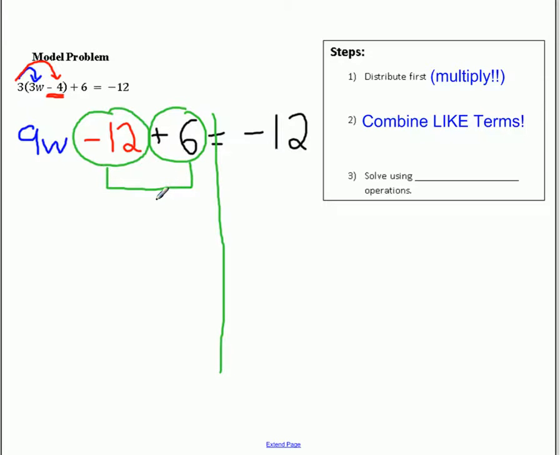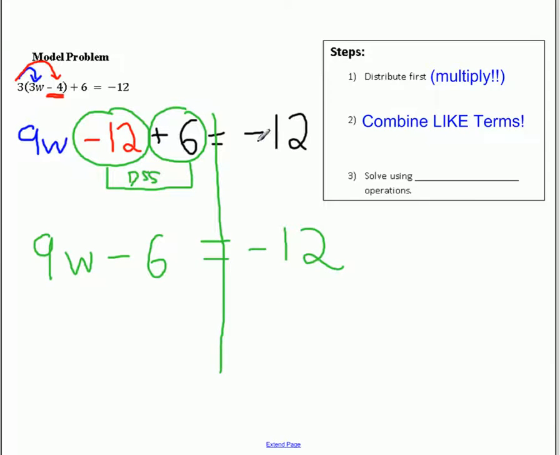I'm going to draw my little bridge here and I'm going to write my rule. My rule for adding these two is different signs subtract. So I'm going to subtract them. I'm going to get a negative, because my 12 wins, negative 6. And I'm going to copy down 9W, copy down negative 12, and there we go.